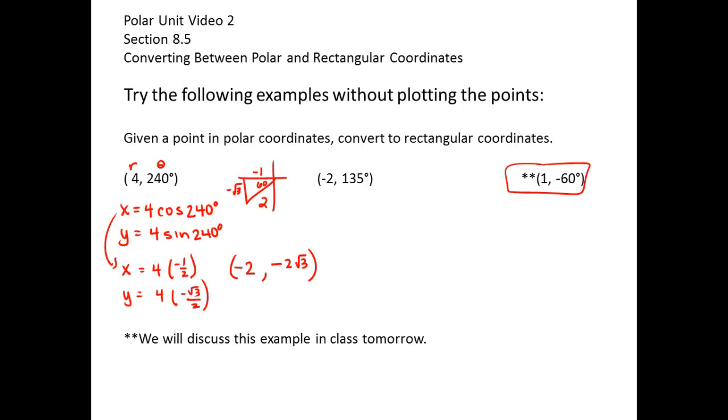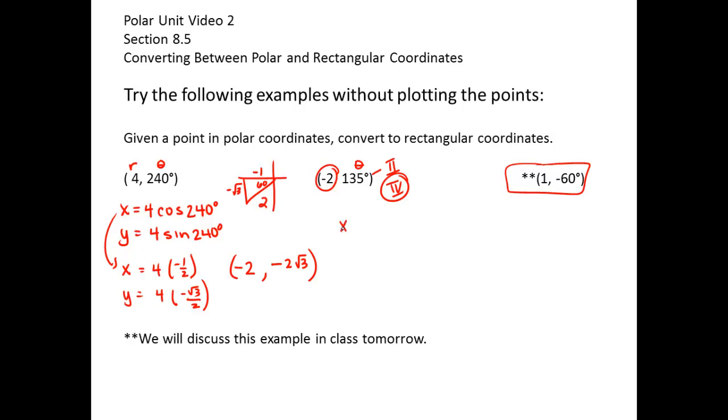So I have negative 2 and 135 degrees. I know that this theta value is going to place me in the second quadrant. However, because the radius is negative, it's actually going to go through the pole and into quadrant 4. So when we finish, we really want a quadrant 4 ordered pair. But let's start the same way, and it should work out that way if we do this correctly.